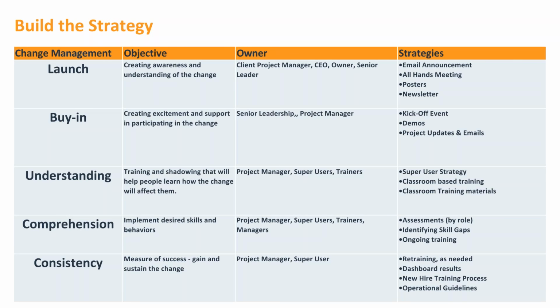Lastly, it gets down to the strategy. This is a fairly simplistic example of a strategy. You could call this a work board. To the left are all the phases that I introduced early on in the presentation: launch, buy-in, understanding, comprehension, and consistency. To the right of that is the objective for each one of those phases. These objectives could really differ depending on what you as an organization are after.